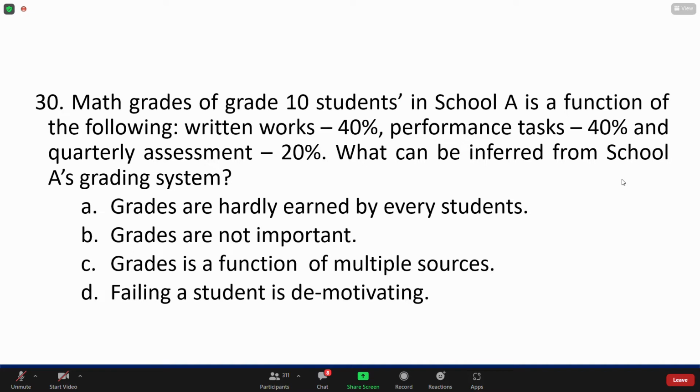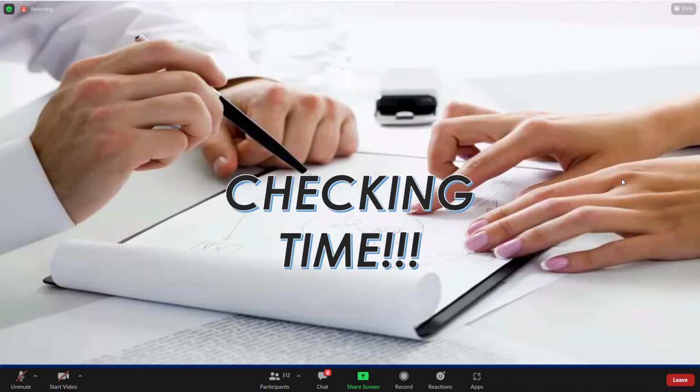Okay, so, ayan. We now proceed with the answer portion of this review time. So we now proceed to the checking time. So kung 30 points yan, para masabi nating makapasa kayo, you must at least get a 75% of 30. Diba? So that's approximately 22.5 or 23. So dapat maka 23 tayo. Okay? So we now check it one by one.